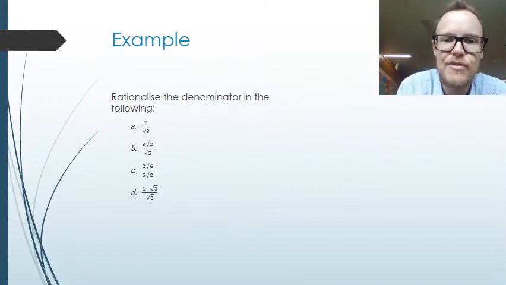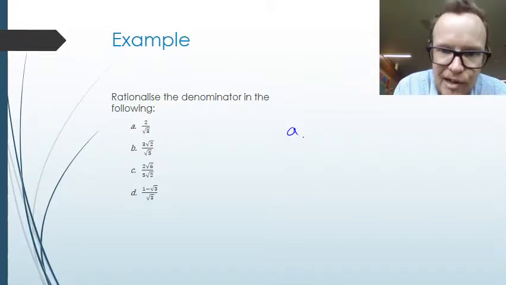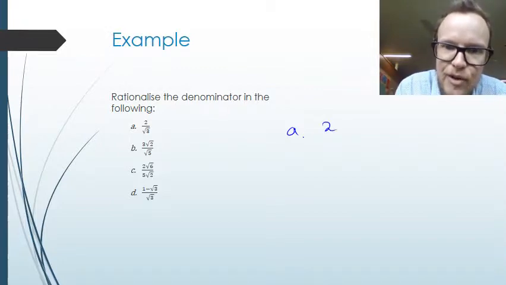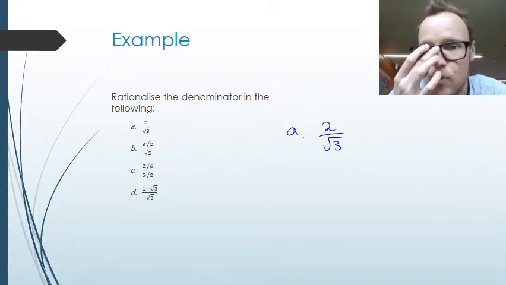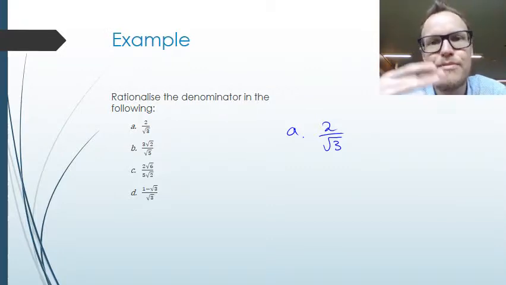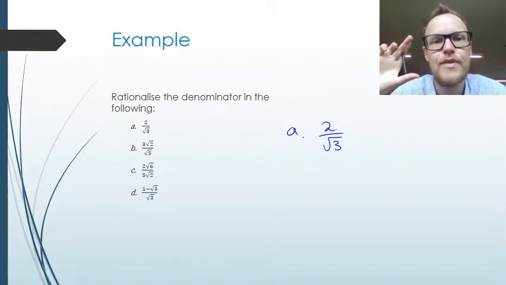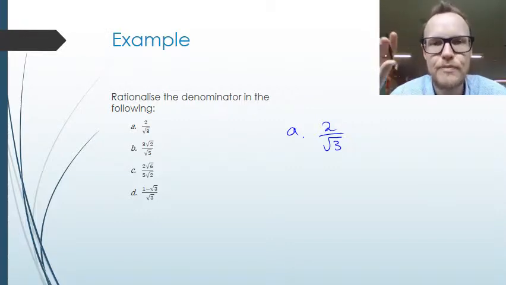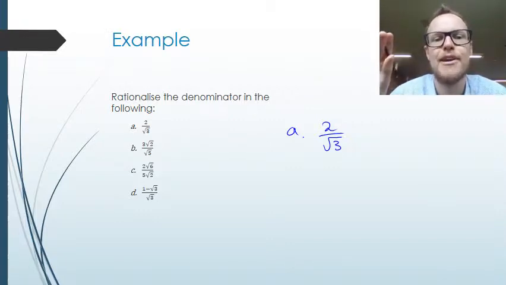So let's have a look at performing some examples of rationalising the denominator. For our first example here, we've got 2 over square root of 3. Now in order to rationalise the denominator, we need to multiply by a fraction that's equivalent to 1, and we need to make sure that the number on the bottom is going to be rational.